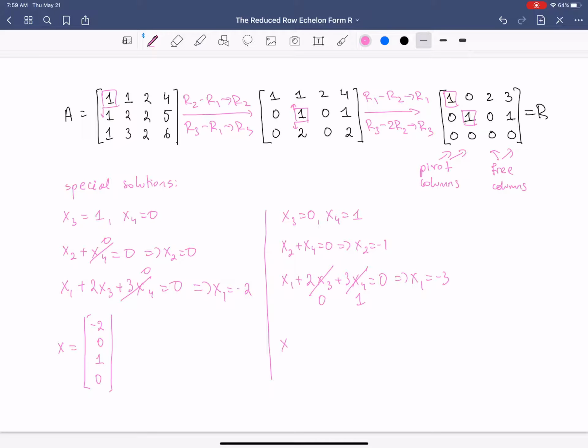And so the other special solution is negative 3, negative 1, 0, 1. You can quickly check to see that these two x's are orthogonal to both rows of R, which will imply that they're also orthogonal to all rows in A. You can certainly check that that is the case. So from here, the null space of A is the span of the special solutions.